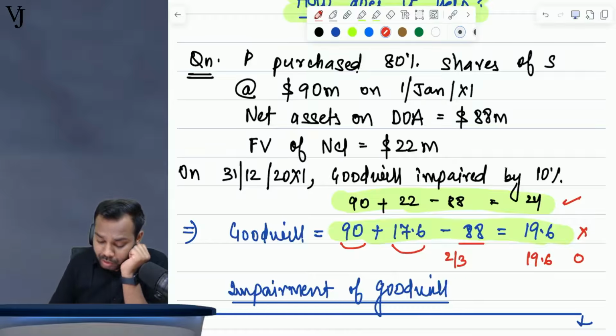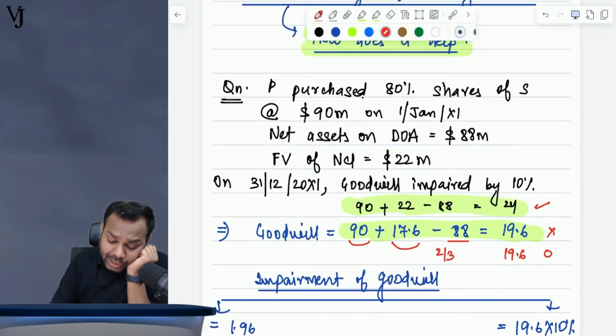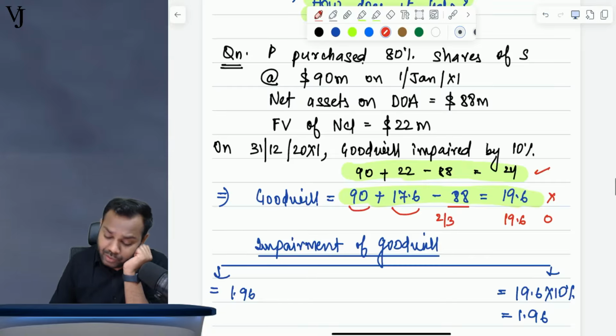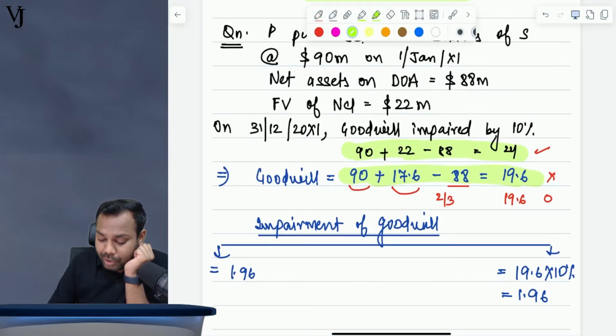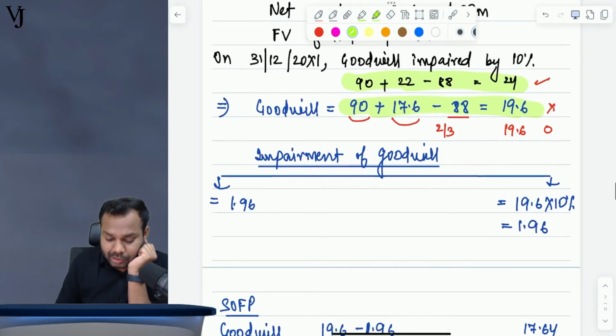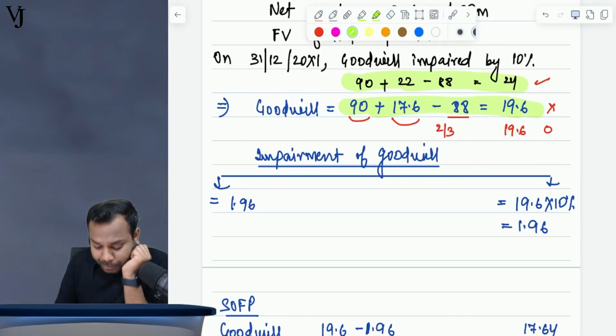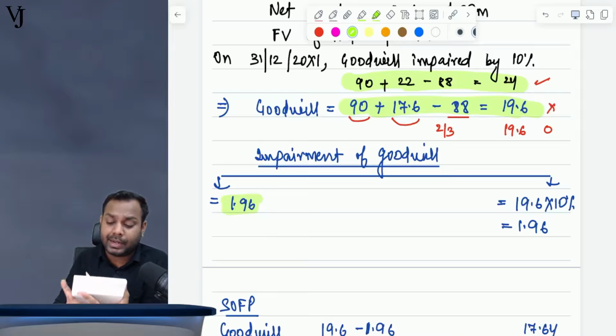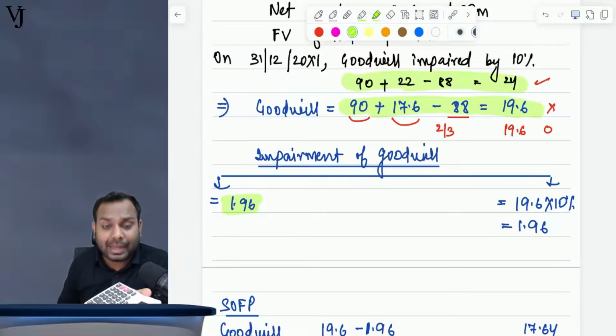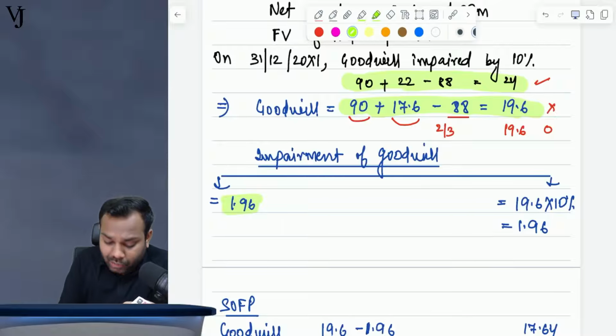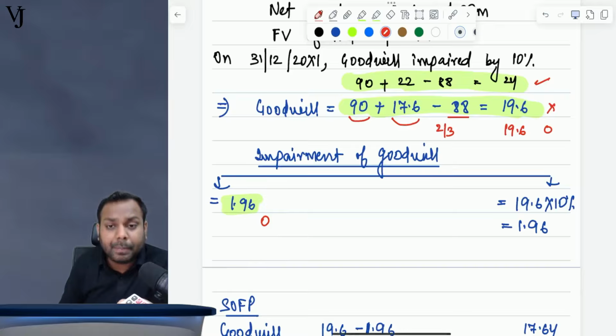Now again, the question is saying that the goodwill is impaired by 10%. Even if you have calculated 19.6, there are two students. Student 1 simply writes impairment loss is 1.96. He calculated 19.6 multiplied by 10% is 1.96, and simply wrote impairment of goodwill is 1.96. He will get 0 marks. Why? Because your goodwill was wrong, hence your impairment of goodwill is also wrong. The figure is not matching.